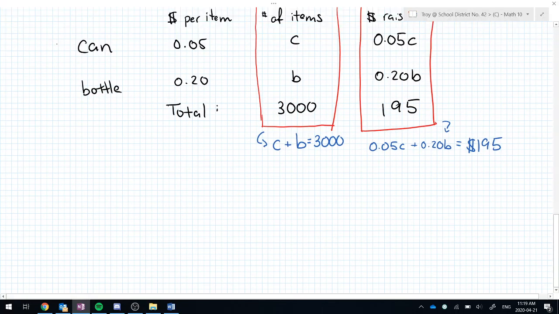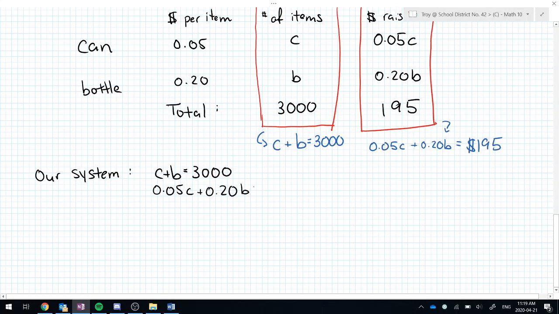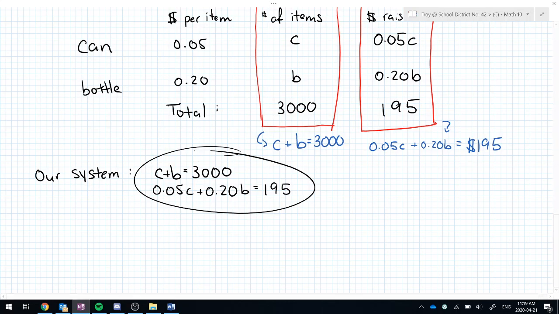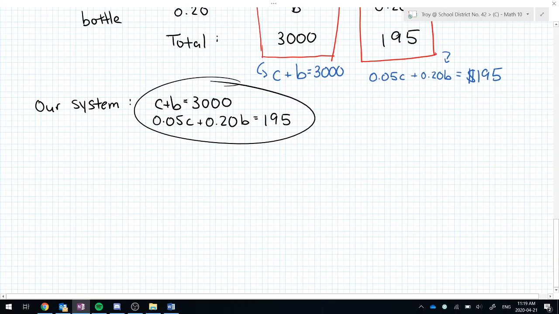I'll just write it off to the side. Our system is C plus B equals 3,000, and 0.05C plus 0.20B equals 195. That's our system. We'll do the second half of this question, and that'll be all for this week.